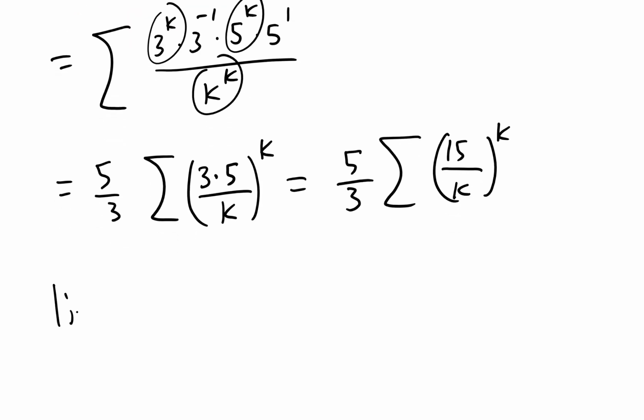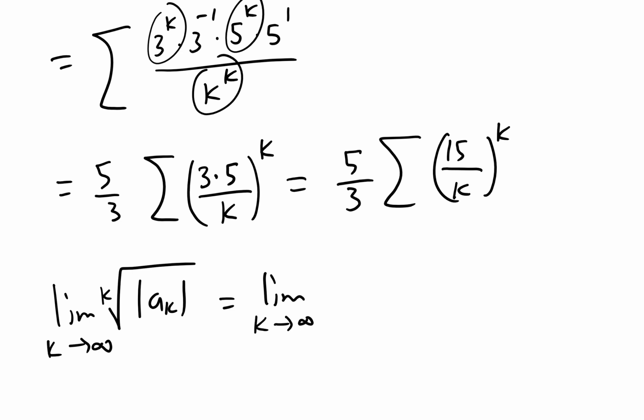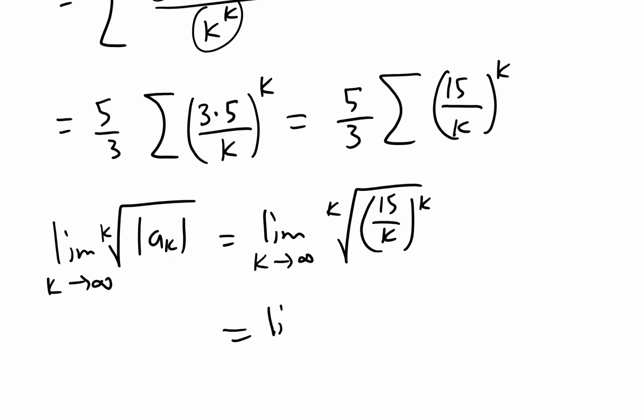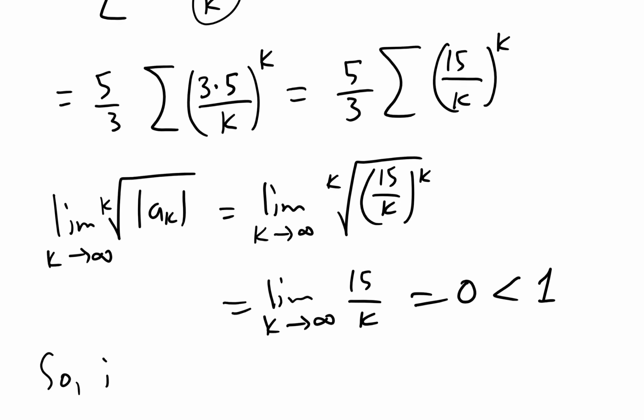We want the limit of the kth root of the absolute value of a_k as k approaches infinity. So the limit, the kth root, k goes to infinity, of 15 over k to the kth power. The two k's will cancel each other. So we do the limit as k goes to infinity of 15 over k, which is 0. This is less than 1, so it converges by the root test.